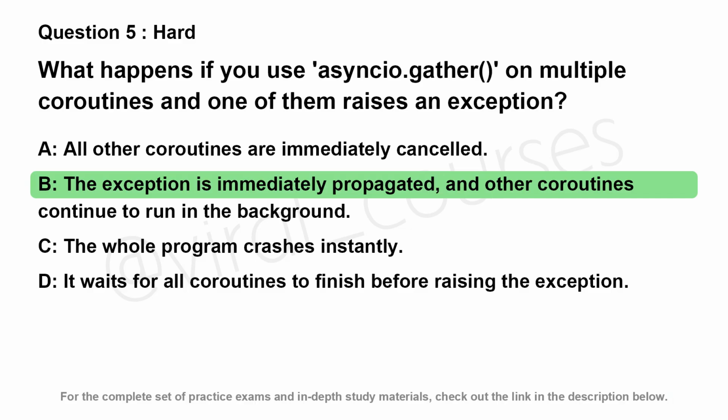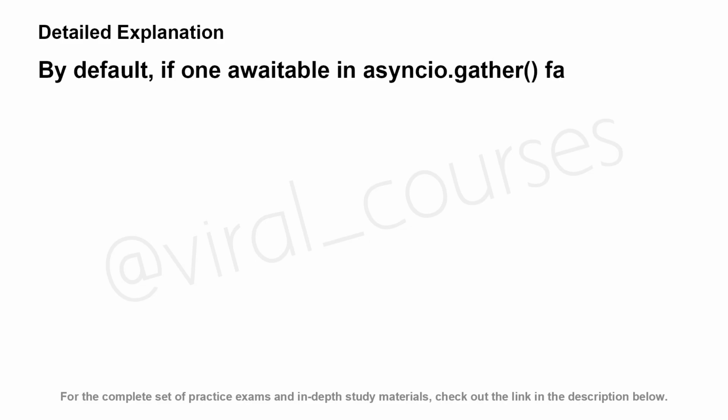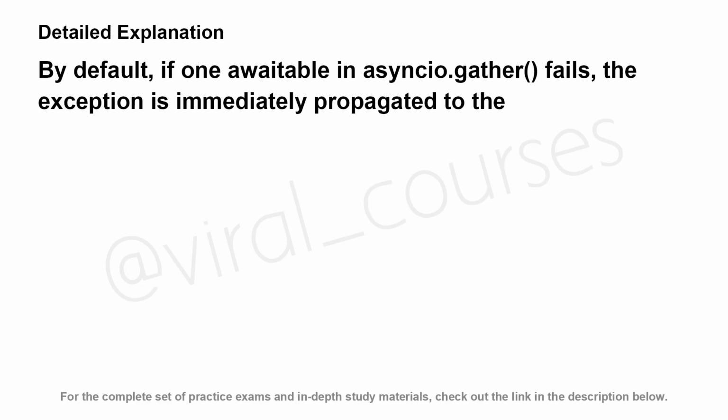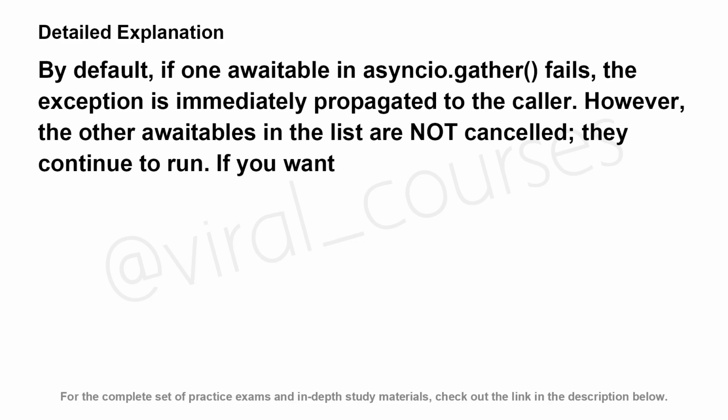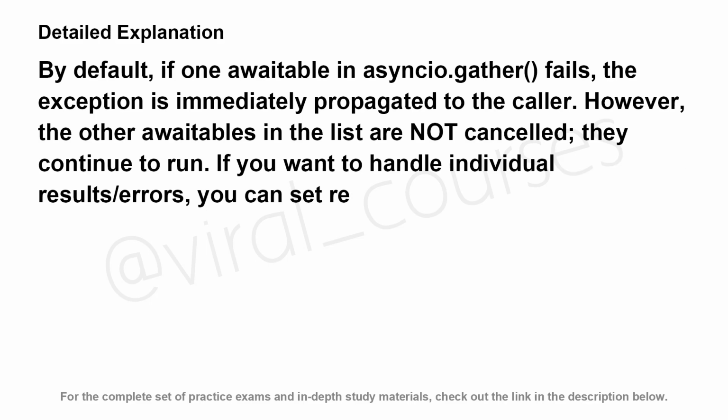The correct answer is B. By default, if one awaitable in asyncio.gather fails, the exception is immediately propagated to the caller. However, the other awaitables in the list are not cancelled. They continue to run. If you want to handle individual results and errors, you can set return_exceptions=True.